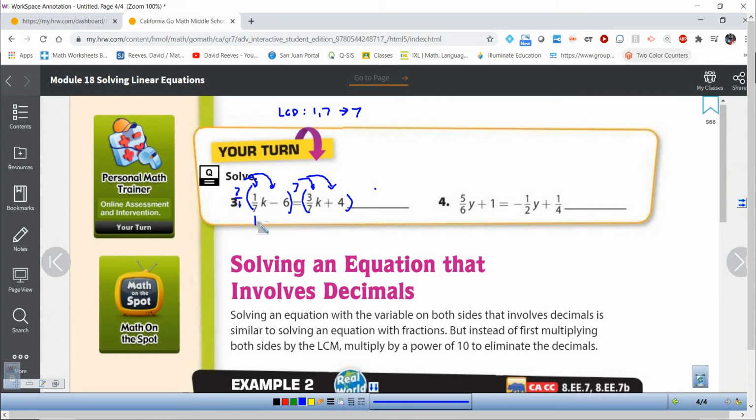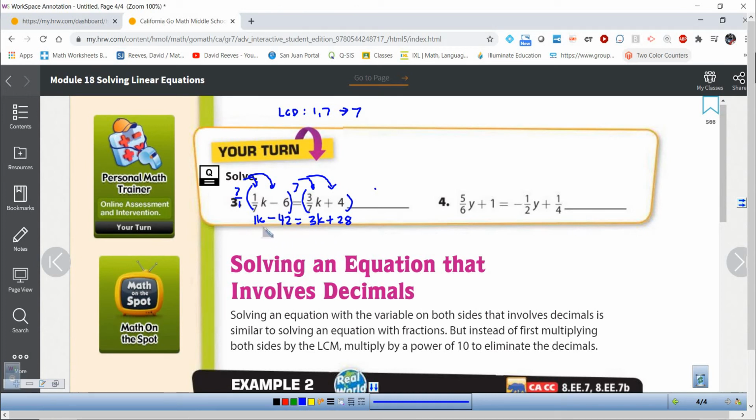So we get 1k minus 7 times 6 is 42 equals, that 7 and that 7 are going to cancel. We get 3k plus 7 times 4 is 28. Okay, so again, what did I do? I looked at those denominators, which were 7 and 1. I found the least common denominator. Now I'm multiplying everything in that equation. You multiply everything in that equation by 7, and now I have this much easier looking equation to solve.